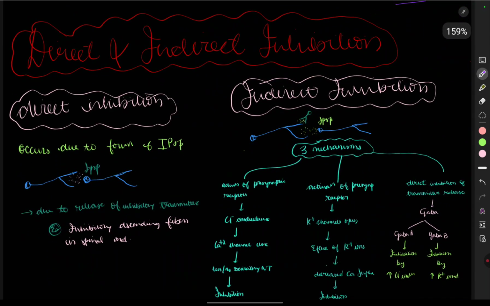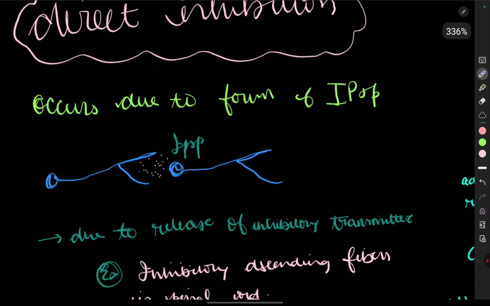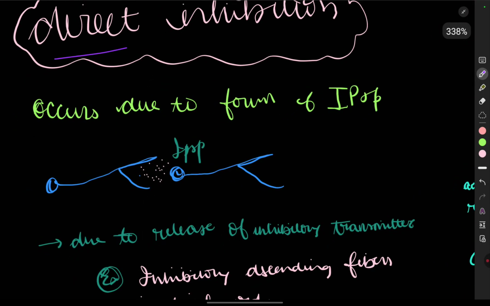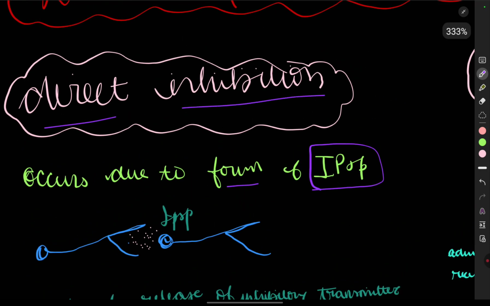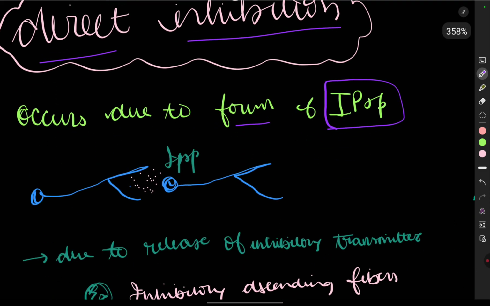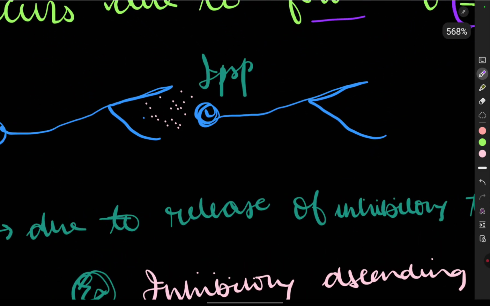Now we are going to see what direct and indirect inhibition are. So what is direct inhibition? By the name itself it suggests that direct inhibition occurs due to the formation of IPSP. If it is inhibition, obviously IPSP should be formed, the inhibitory postsynaptic potential should be formed.